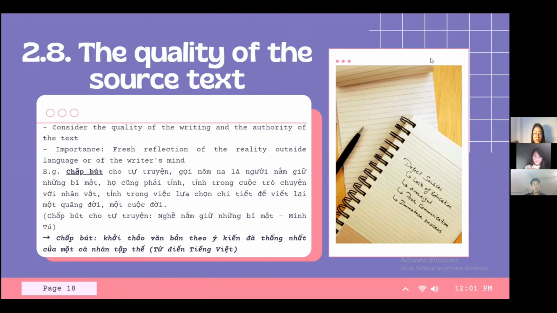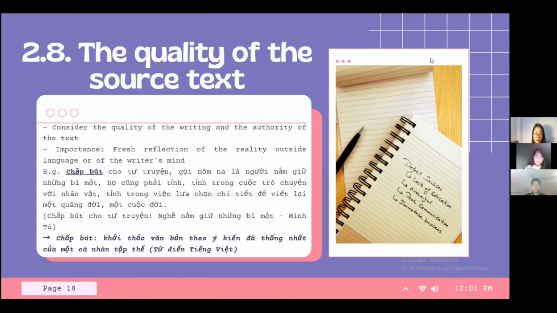And here in the example, you can see the word "tabut." You have to know the exact meaning of this word so as to make sure the translation version is precise and easy to understand. According to the Vietnamese dictionary, the word "tabut" means khởi thảo văn bản theo ý kiến đã thống nhất của một cá nhân hay một tập thể.